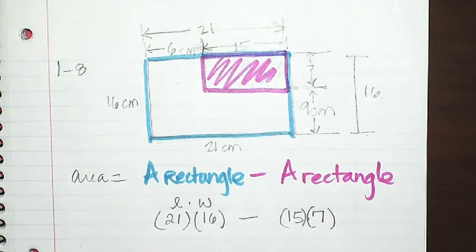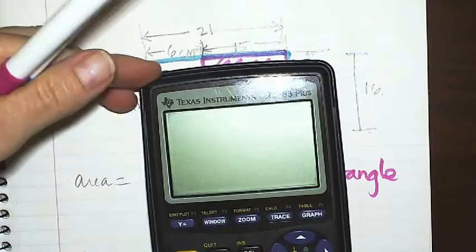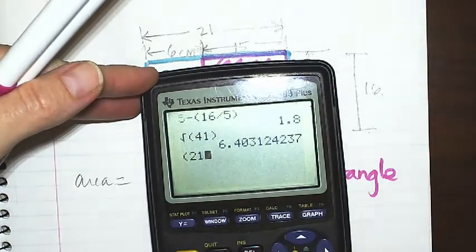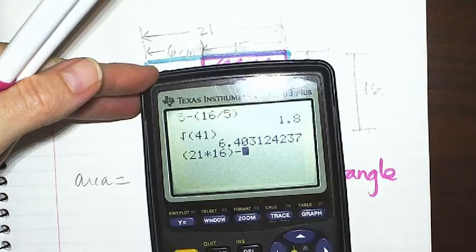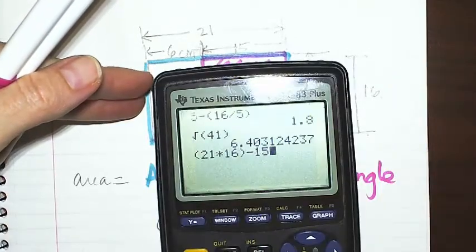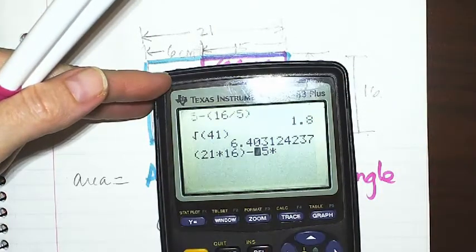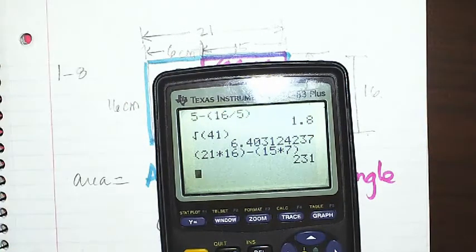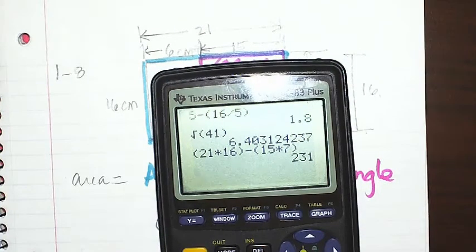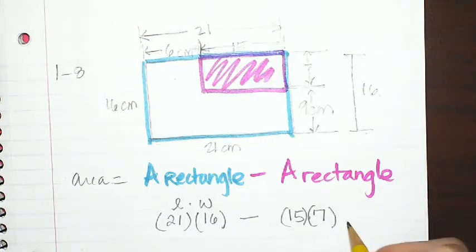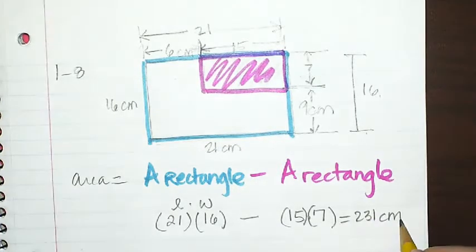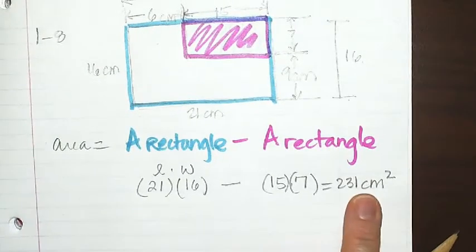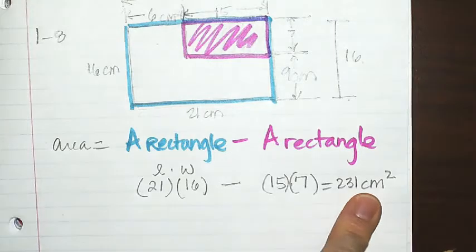I'm just going to use my calculator real quick and figure out what that is. So we have 21 times 16 minus 15 times 7. Whoopsie. 231 is what I got. Just checking to make sure I got it right. Okay. And that was centimeters, so area is written in square units, so square centimeters.